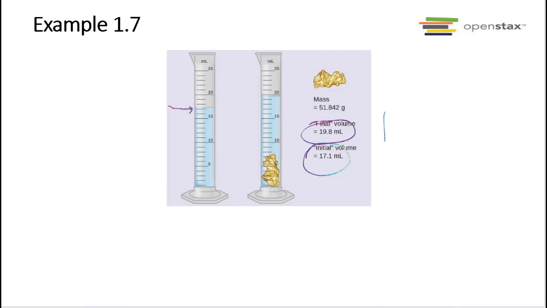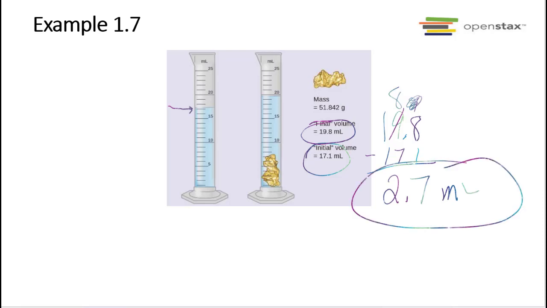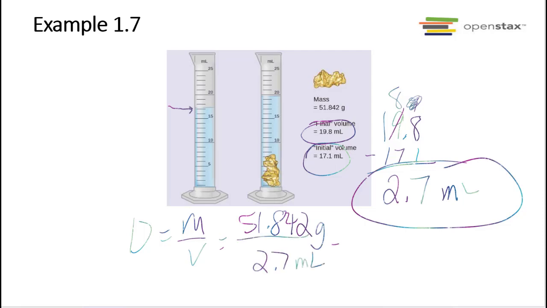So to find my change in volume, we just simply need to subtract final minus initial. 8 minus 1 is 7. 9 minus 7 is 2. So 2.7 milliliters is my change in volume. So then density is mass divided by volume. So 51.842 grams divided by 2.7 milliliters.